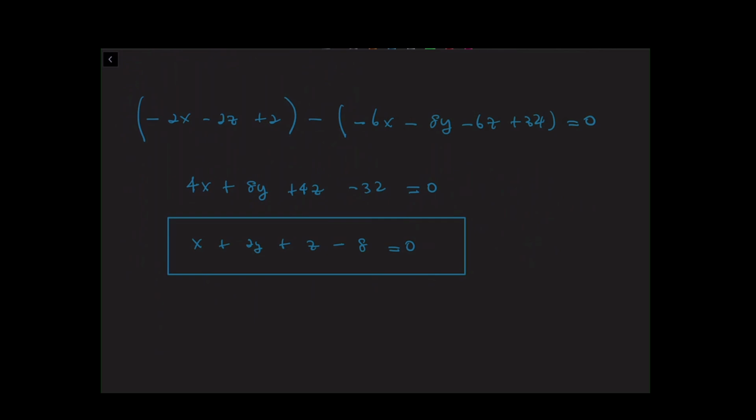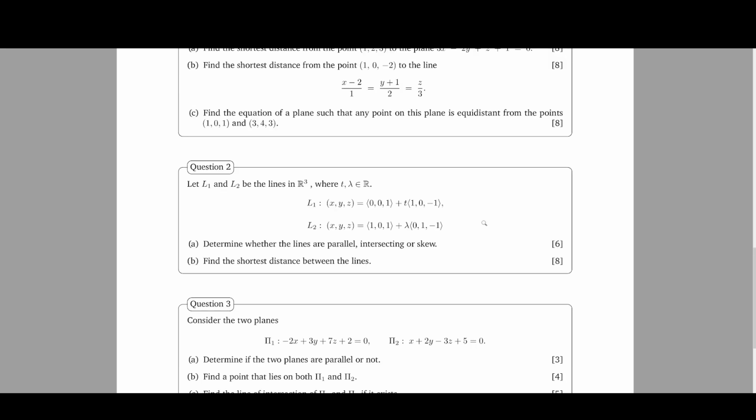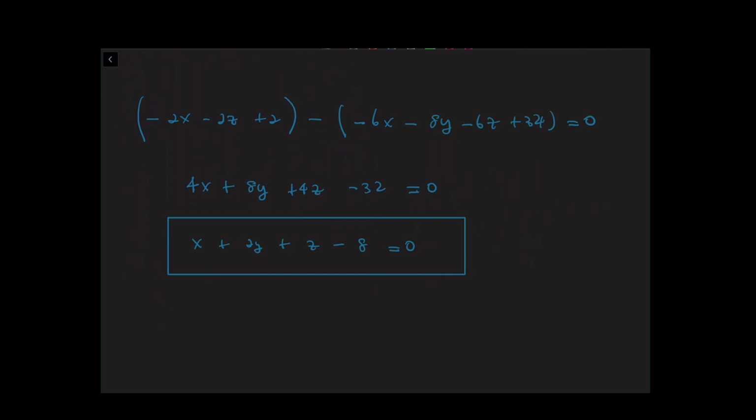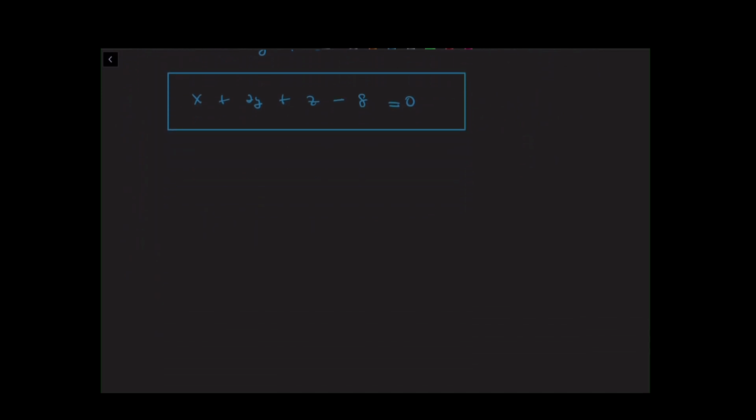All right, so now we're going to move on to question number 2, which says let L1 and L2 be the lines in R3 given here. Determine whether the lines are parallel, intersecting, or skew. So question 2 gives us two lines. Are they parallel? Let's check and see.